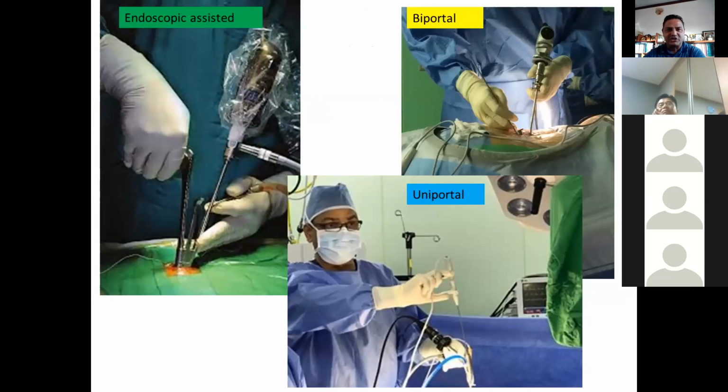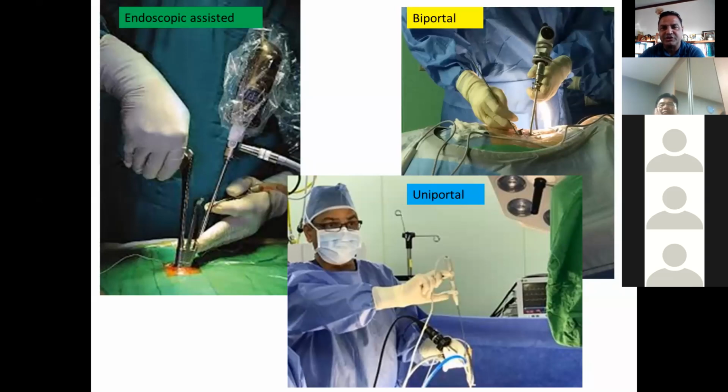So endoscopic surgery can be divided into three groups. One is endoscopic assisted, another is uniportal, and the next one is biportal. The lecture you have heard from the two experts mainly talks about the uniportal one. But there is another technique, the biportal technique, and there is the endoscopic assisted technique. The endoscopic assisted technique is a tubular technique with a camera system, but it doesn't use any water flow.